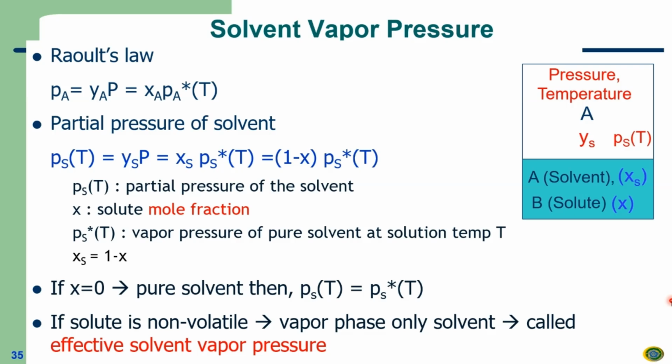So if the solute is non-volatile and the vapor phase only contains solvent, and here we just talk about two species in the liquid phase, this condition we call effective solvent vapor pressure. So this solute doesn't vaporize. This is a special case we call effective solvent vapor pressure.